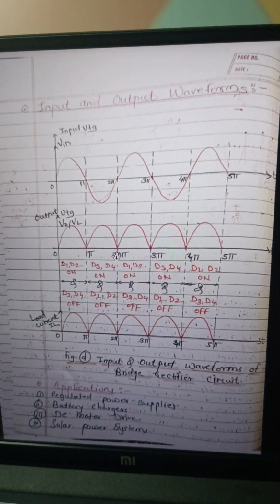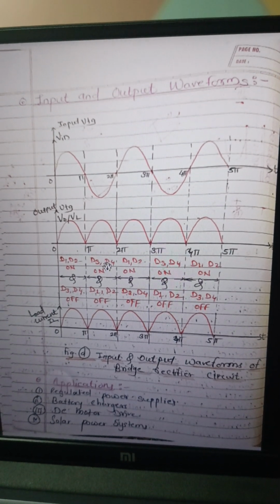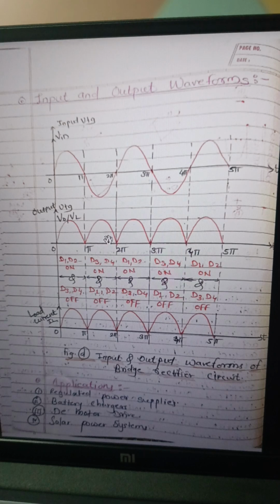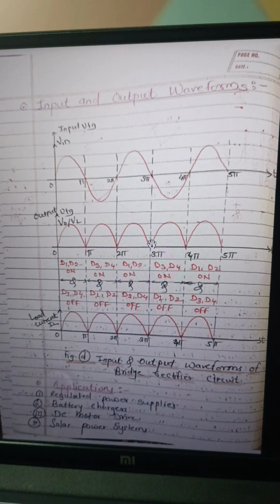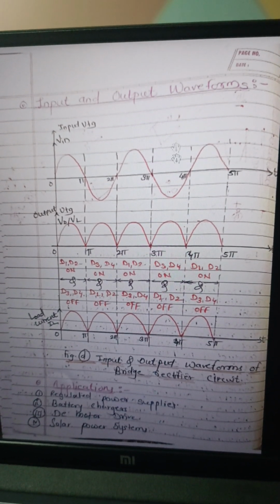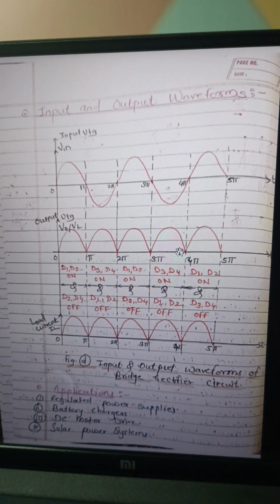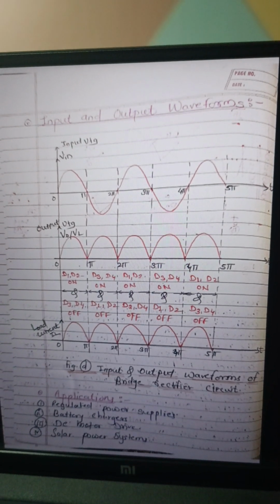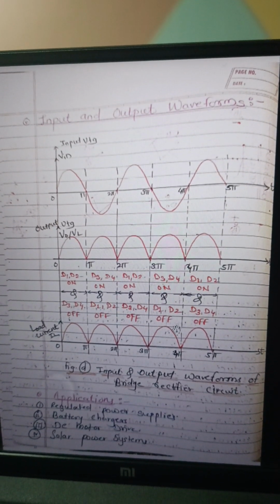Then during the negative half cycle, diodes D3 and D4 are on, so current flows through D3 and D4, which is also positive. Then again during the next positive half cycle, D1 and D2 are on, so current flows through D1 and D2, and we get positive output voltage and the current direction is also positive. During the next negative half cycle, D3 and D4 are on, current flows through these two diodes, and the current direction is similar. So this is a full wave rectifier.